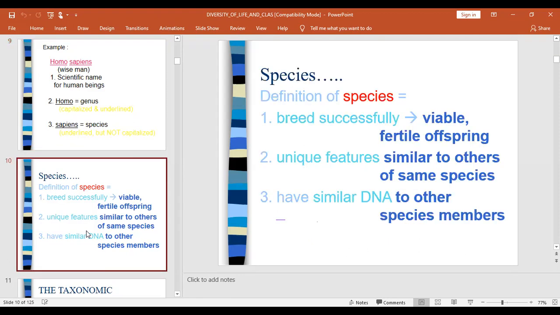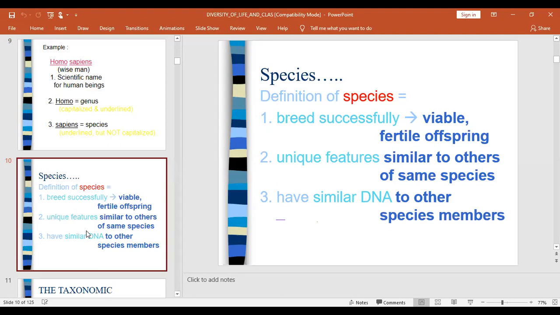So if we look at the definition on the screen, we are saying that, one, a species must be able to breed successfully. Successful breeding means that they produce viable and fertile offspring. These offspring must be able to reproduce again. That is what we call a species. Then they must have unique features.